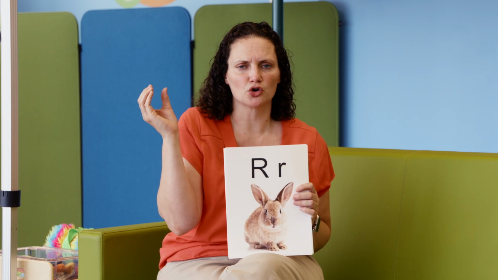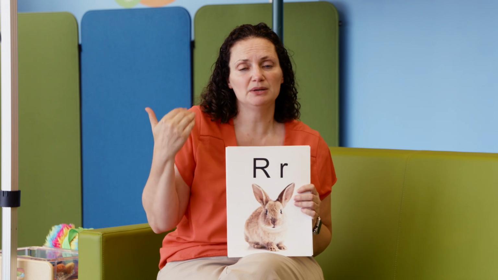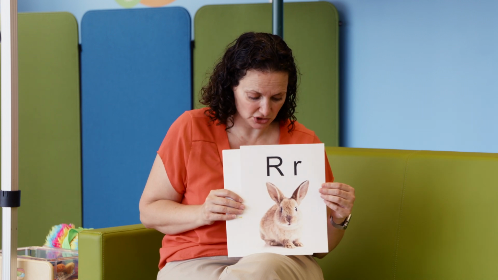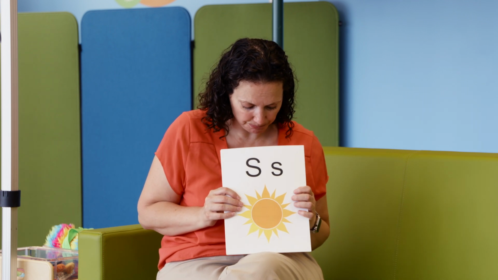The next sound is R. I make that sound by putting my tongue near the alveolar ridge and then cupping my tongue up like this. Some people make the R sound with their tongue kind of bunched back in the back of their mouth.